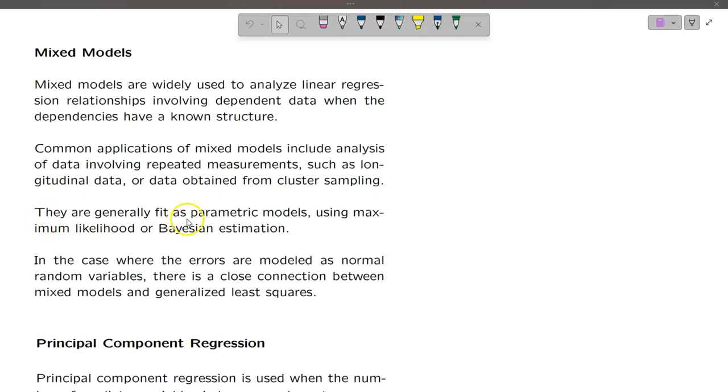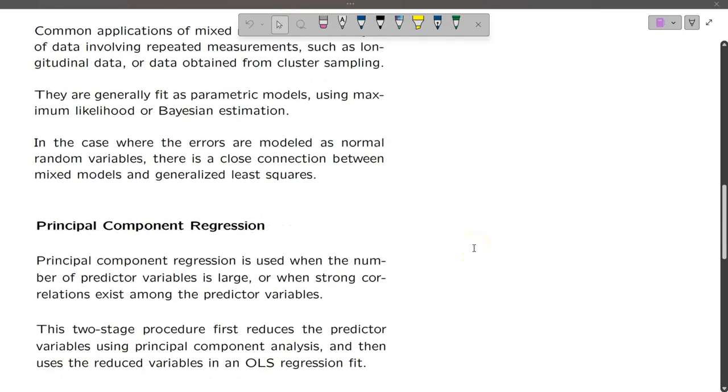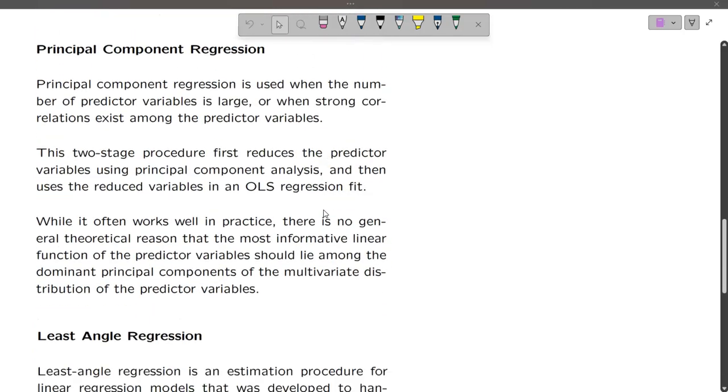They are generally fit as parametric models using maximum likelihood or Bayesian estimation. In the case where the errors are modeled as normal random variables, there is a close connection between mixed models and generalized linear least squares. Least squares came out with the hypothesis of normal distribution when we were studying the errors. We were studying the distribution of errors in terms of normal distribution. We applied least squares.